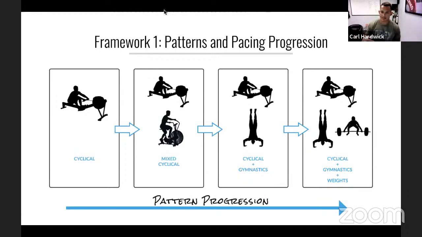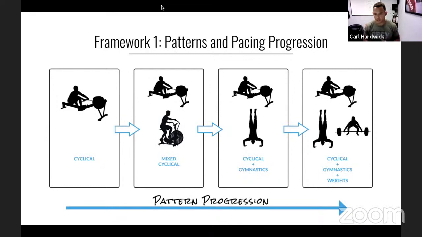And this framework sets us up nicely for the next one, so we'll bounce back and forth in ideas. But the intention with the patterns and pacing progression is to learn to make simple work sustainable before adding complexity in load, contraction type, etc. Right. So we're going from a very non-complex idea of cyclical work all the way to a very complex idea and implementation of cyclical plus gymnastics plus weight. So just really quickly, I'll walk through each one of these and give very simple real life examples, trying to make the time domains very similar.